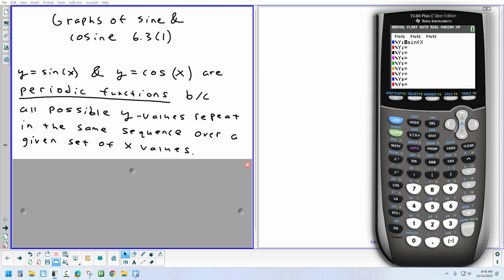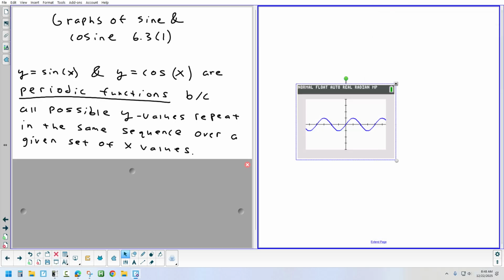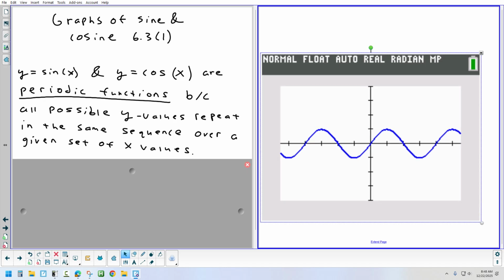So we're going to use zoom 7 a lot. Usually we do zoom 6. That's the standard window. Zoom 7 is what we use a lot for trig. Okay, so let's take that. And if I were to look at what I would call one section of that wave, it would start here, it would go up, it would go down, go back up. It would stop right there.